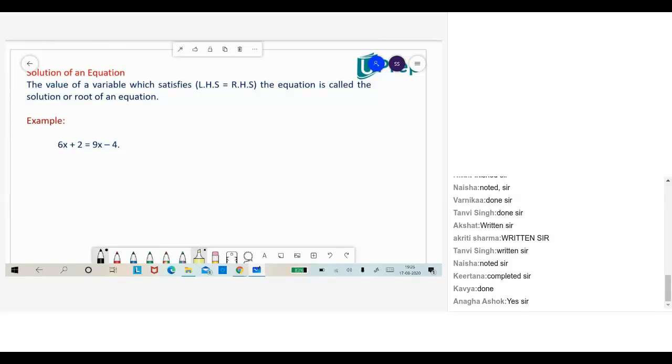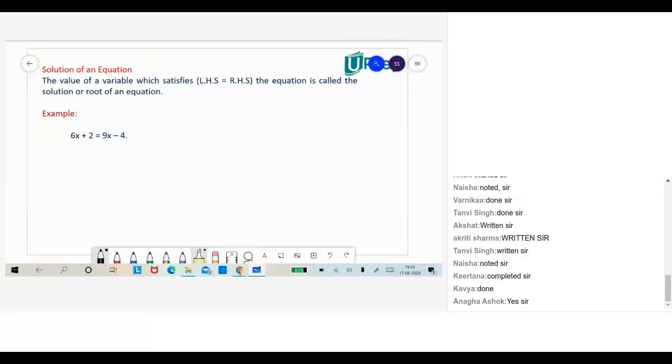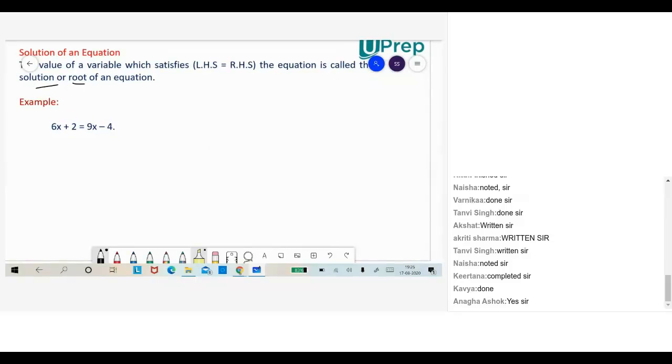Now let's talk about what the solution of an equation is. First, you need to understand that the solution of an equation is a value of a variable which satisfies both the LHS and RHS of the equation. It is called the solution, also called the root, of an equation. Let me give you a simple example.